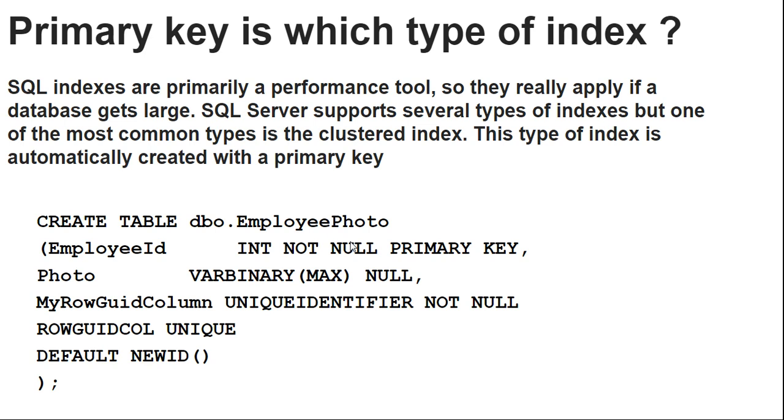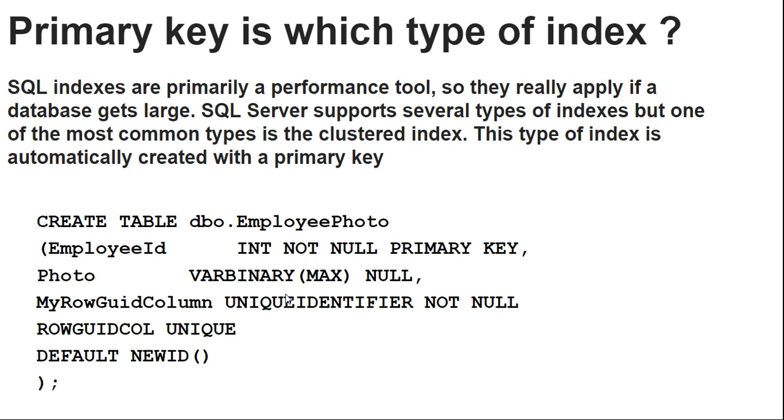So, the primary key is which kind of index? Generally the primary key itself is automatically considered as a clustered index. The SQL indexes are primarily a performance tool. They really apply if the database gets large. So there are several types of indexes. One common index is the clustered index.